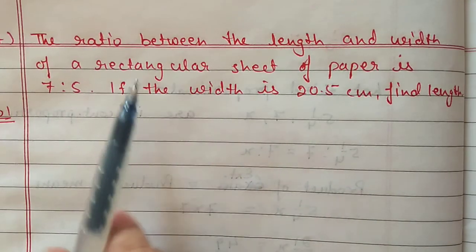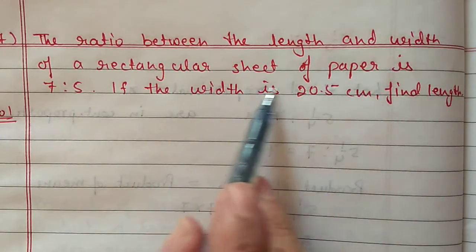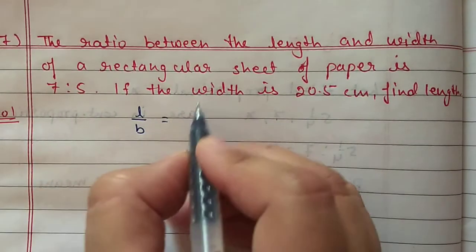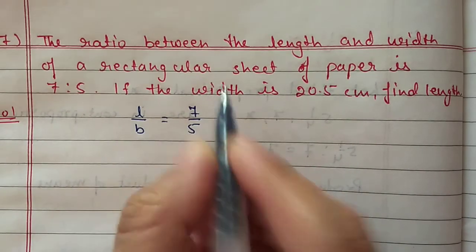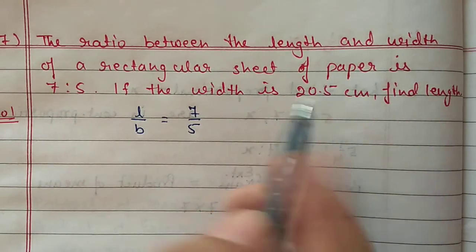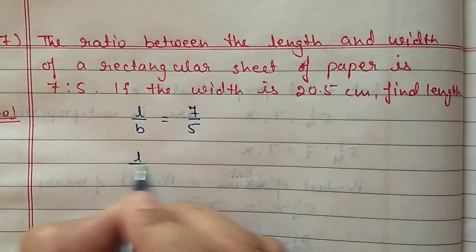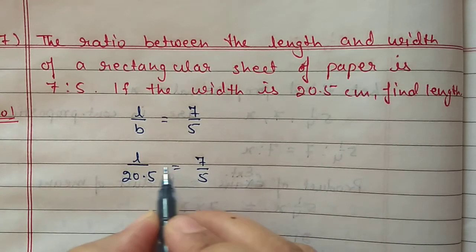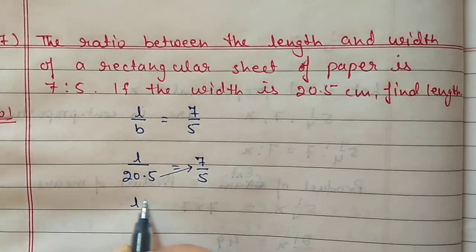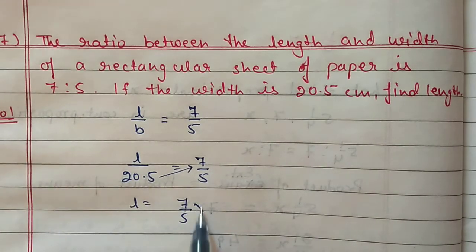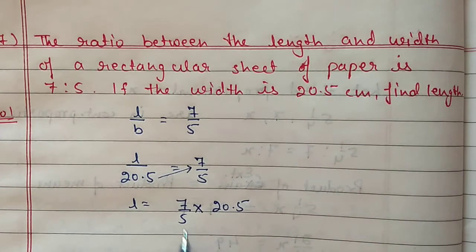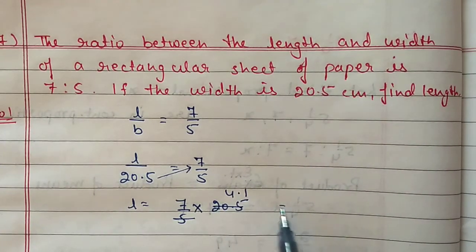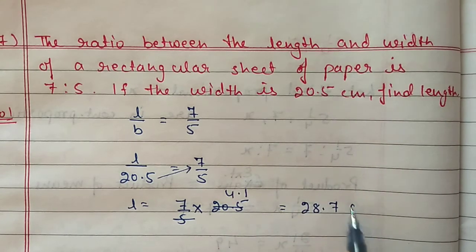Next question number 7. The ratio between the length and the width of a rectangular sheet of paper is 7:5. It means length ratio breadth is given as 7 ratio 5. If the width is 20.5, width means breadth. In place of breadth substitute the value, breadth is 20.5, then we have to find the length. Shift this 20.5 to the other side. So length is equal to 7 by 5 into 20.5. Cancel with the 5 table, 4.1. 7 into 4.1 will be 28.7 centimeter.